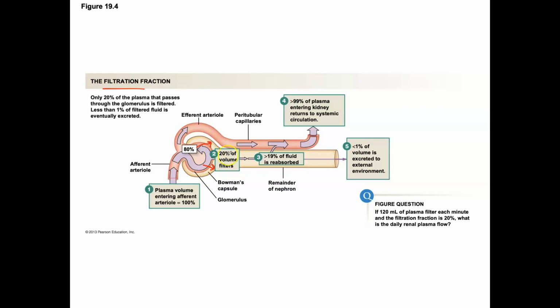About 20% of the plasma that is filtered in the nephrons actually ends up in the Bowman's capsule. That 20% is known as the filtration fraction. So not all of the blood that comes into the kidneys is filtered all at once. In fact, 80% of your blood remains in the cardiovascular system, while only 20% is actually moving into the nephron system. And so again, that 20% is called the filtration fraction.